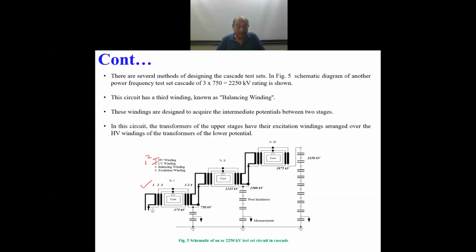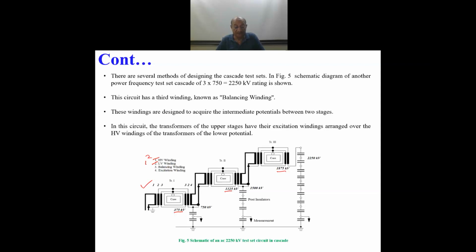And there is a provision of a balancing winding, number 3, present in all the 3 stages. The only difference is that 1 and 4 are the same thing. In the first stage, it is provided from outside. In the other stages, 1 is replaced by 4. So this balancing winding, number 3, as you can see, the voltages are given here in the 3 stages.